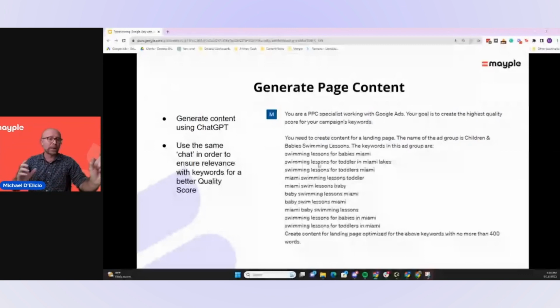I always create a landing page for a unique ad group. So if I have a campaign and I've got 10 ad groups, I'm going to create 10 landing pages, even if they're for the same product. In this case, what I've done is I gave a prompt of, you're a PPC specialist working with Google Ads. Your goal is to create the highest quality score for your campaign keywords. You need to create content for a landing page. The name of the ad group is children and baby swimming lessons. The keywords in this ad group are, and so on.